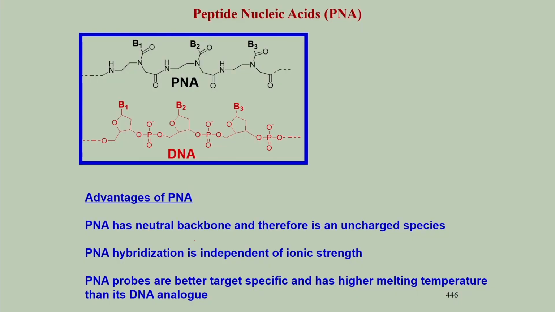The advantages and disadvantages of PNA that I was talking about. So, this is a PNA, this is a DNA. Advantages of PNA is PNA has neutral backbone as I have talked about, and therefore is an uncharged species. PNA hybridization is independent of ionic strength. You do not need to use salt because there is no charge. PNA probes are better target specific and have higher melting temperature than their DNA analog that we have seen.